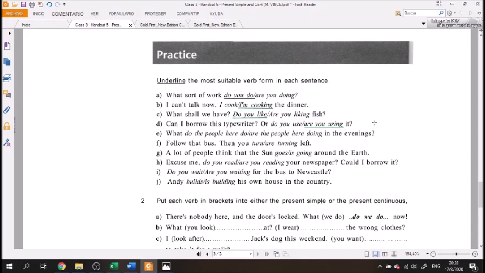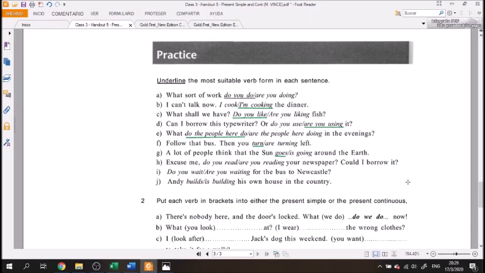Please write your answers in the chat if you can. E, what do the people here do in the evenings? A habit. The question is asking about the people's habits. F, follow that bus, then turn left. What about this one? Then you turn left. It's giving an instruction. Good. G, a lot of people think that the sun goes or is going around the earth. Yes, of course, goes, a fact.